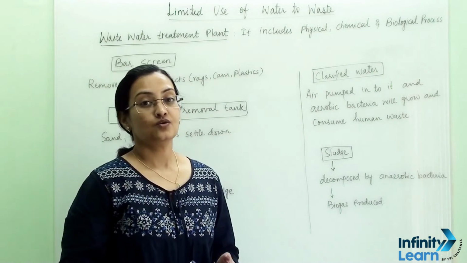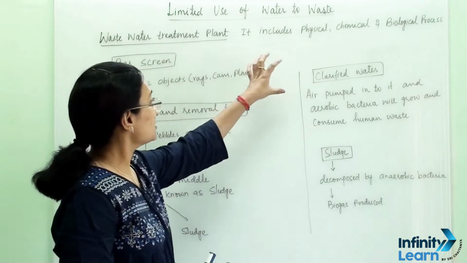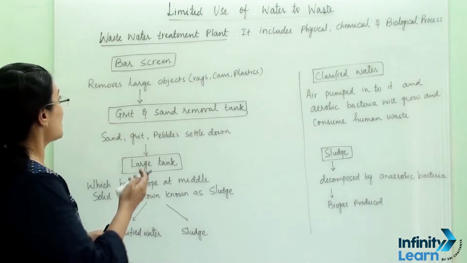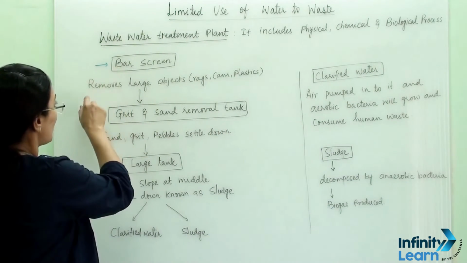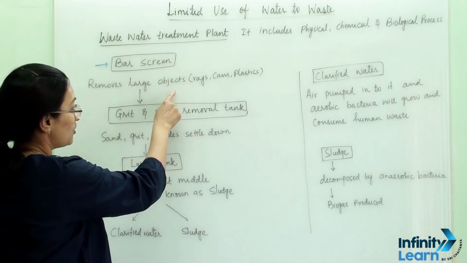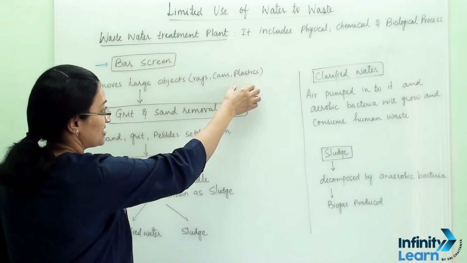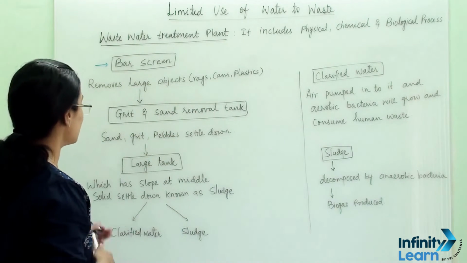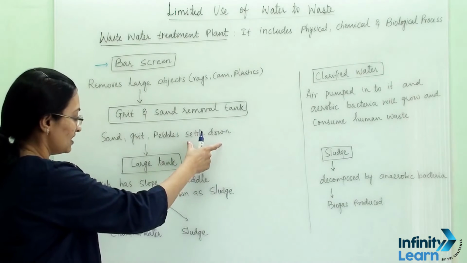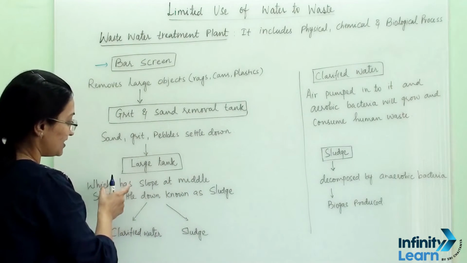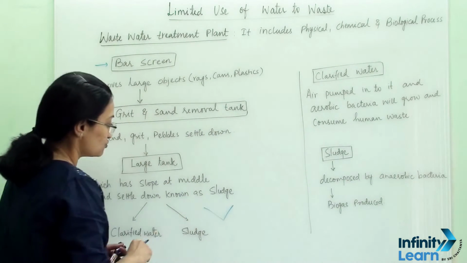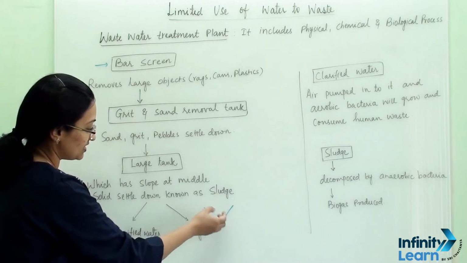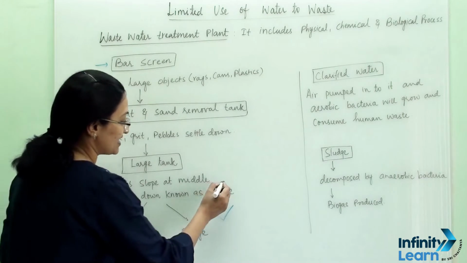Now let us understand the water treatment plant. It includes physical, chemical and biological processes. First it starts from the bar screen. The function of the bar screen is to remove large objects like rags, cans and plastic waste. Then it comes to the grit and sand removal tank, where sand, grit and pebbles settle down. Then it comes to a large tank which has a slope in the middle. Everything settles down at the slope in this large tank, and it is known as sludge.